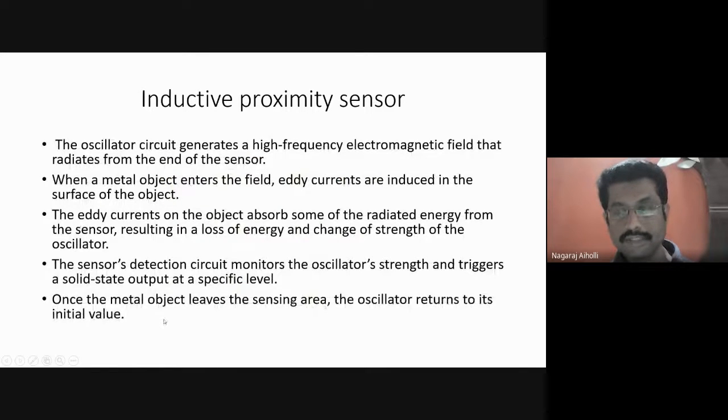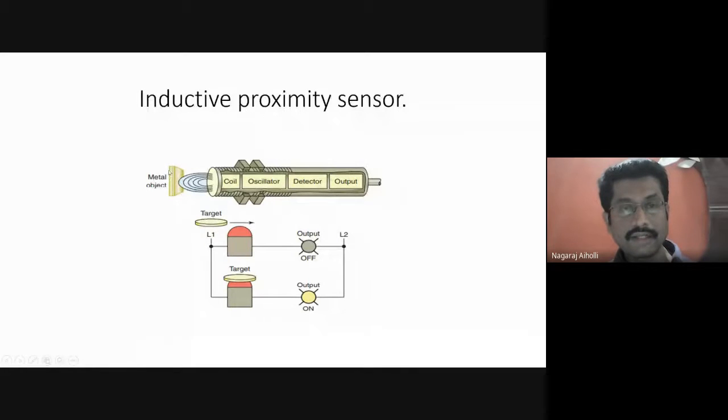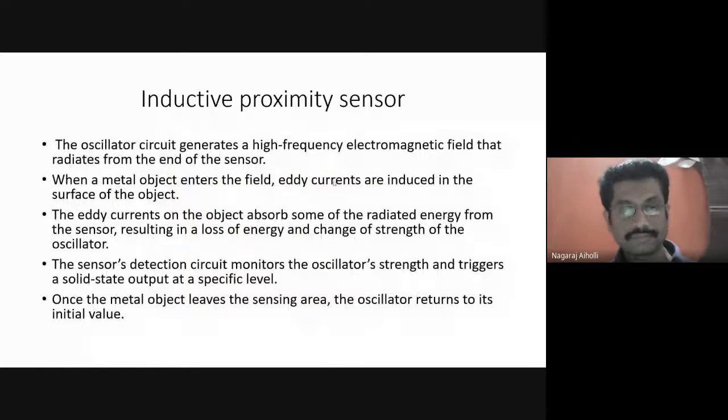If the metal object leaves the sensing area, that is what I highlighted, then what will happen? There is no change in the strength of the transmitted signal and the strength of the received signal. Both are the same. If so, then it says that the object is not present in the vicinity of the proximity sensor. That is how it identifies. Once the metal object leaves the sensing area, the oscillator returns to its initial value, or returns back to its normal state.